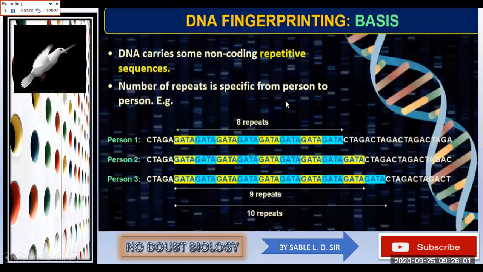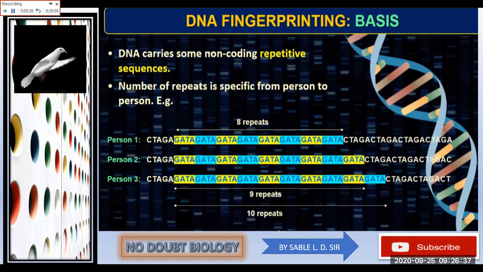The DNA carries some non-coding repetitive sequences. Non-coding means they do not get coded, and they are repeated in the DNA sequences. They do not carry any coding, they just repeat, make copies, and may be carried on the two strands of the DNA. The number of repeats is specific from person to person. So they are specific to each person, duplicated, and again carried into the next cell, and again the next cell. There is a division of cells, so it gets copied and comes down generation to generation.